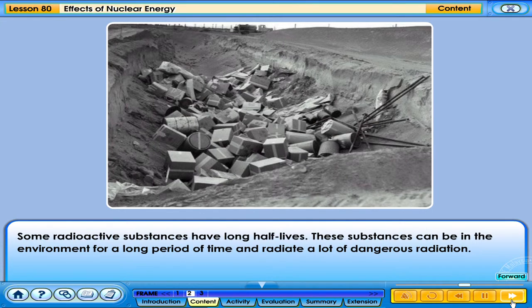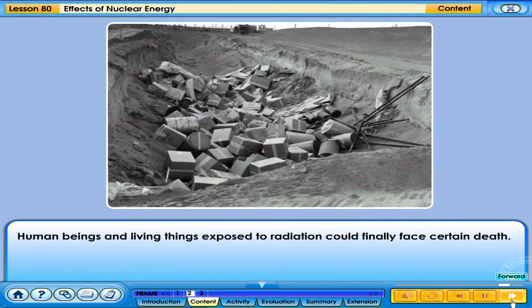Some radioactive substances have long half-lives. These substances can be in the environment for a long period of time and radiate a lot of dangerous radiation. Human beings and living things exposed to radiation could finally face certain death.